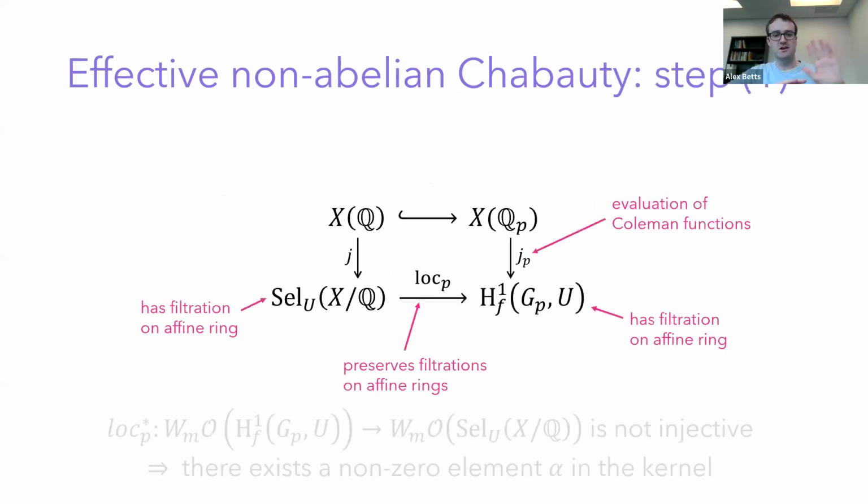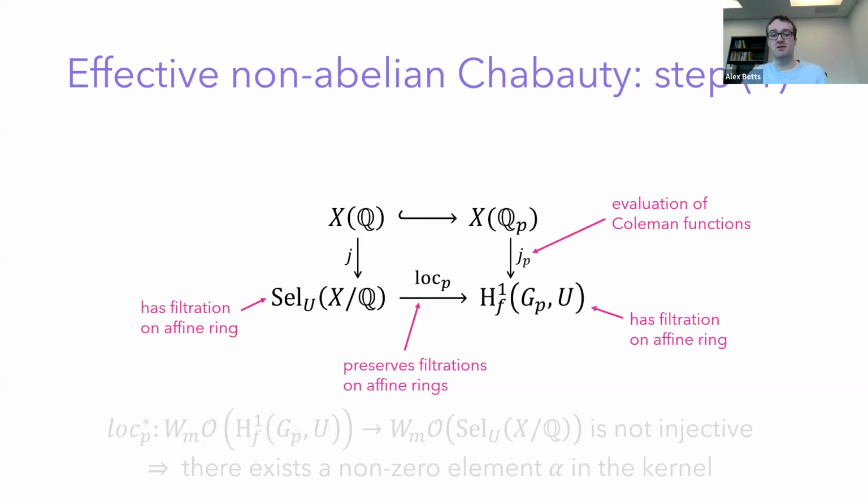I will very quickly sketch how this goes. What we've seen so far is that in full generality, for this non-abelian Chabauty square, the lower left and lower right corners are affine schemes with a filtration on their affine rings. The map between them preserves that filtration, and the right-hand vertical map is just evaluation of Coleman functions.